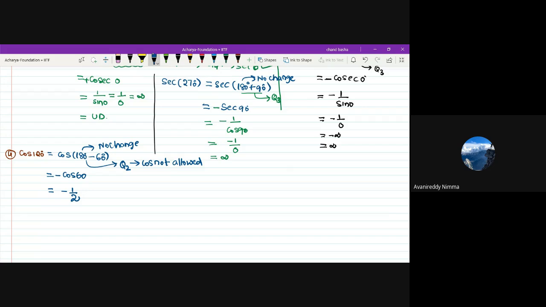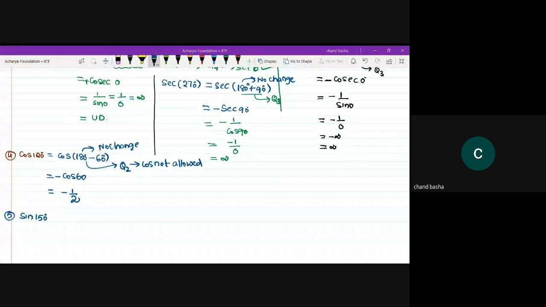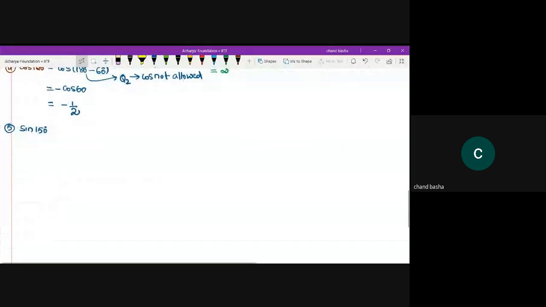Right? Similarly, problem number 5: sin 150 degrees. You can post your answers, please. Make it fast. Sin 150, positive 1 by 2. Very good. It is also the same as the previous question. Why are you not getting negative?